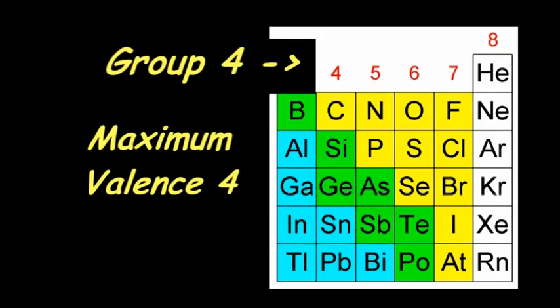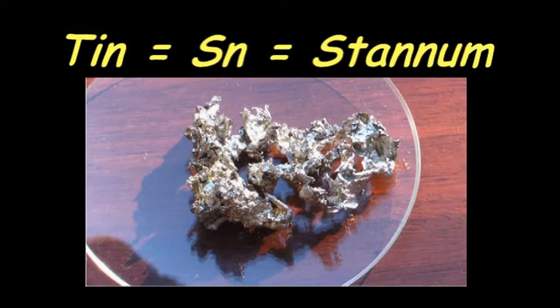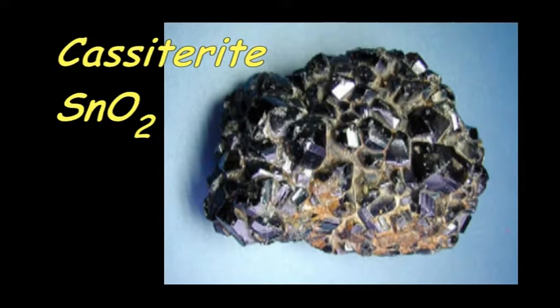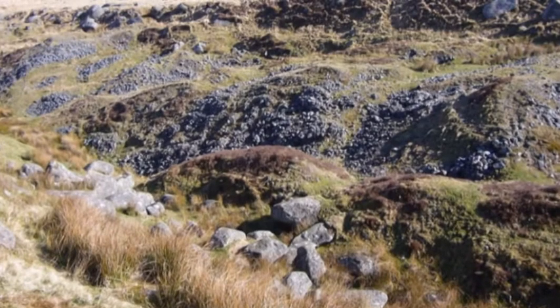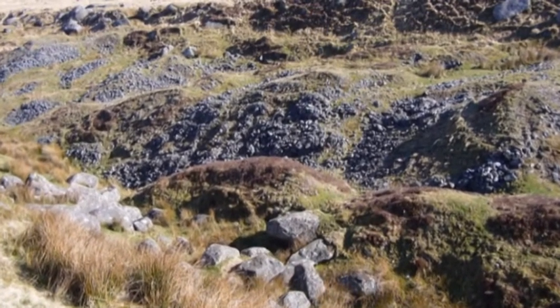Metals at the base of group 4 show variable valence with a maximum valence of 4. Tin is a shiny grey metal and non-poisonous. The Romans called it stannum, hence its symbol Sn. Its ore is tin oxide called cassiterite, a granite mineral mined and processed in Cornwall, Britain from 2250 BC.